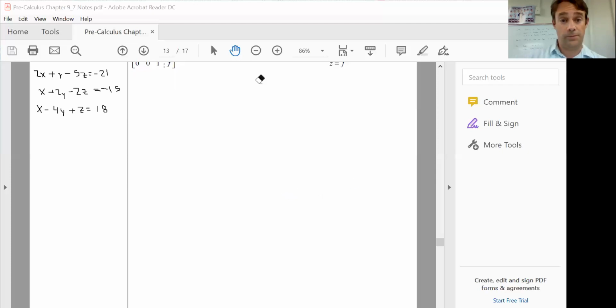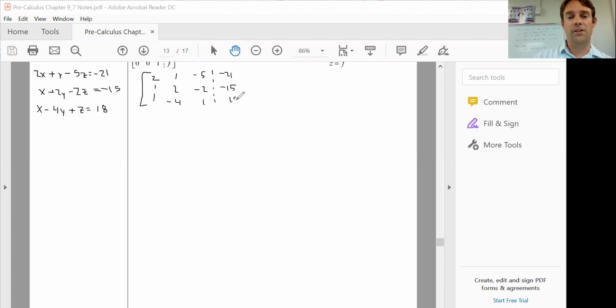All righty, here we go. Matrix. I got 2, 1, negative 5, 1, 2, negative 2, 1, negative 4, 1. One of the things I like about this is there really is no right way to solve these. You got your rules, and that's about it. As long as you stick to that, the order you go in is fine.